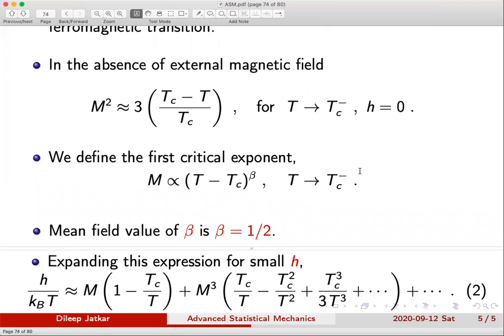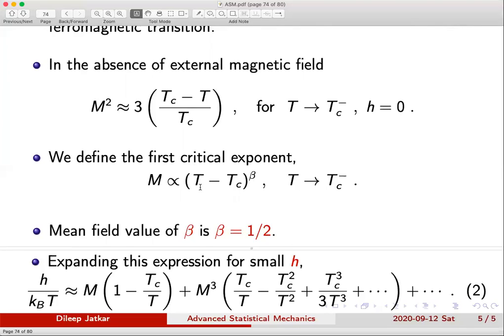Fine. So this behavior allows us to define the first critical exponent. And this critical exponent is defined in the following way, that as you take the temperature T to Tc from below, okay, that means temperature is less than critical temperature, and as you take temperature T to Tc from below, holding the external magnetic field to 0, then M, the magnetization would go as T minus Tc to the beta.